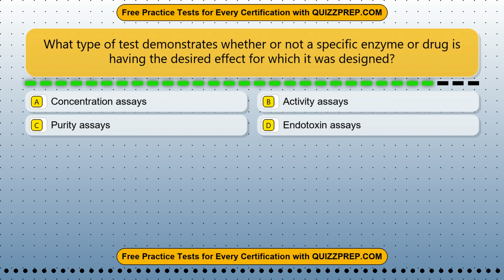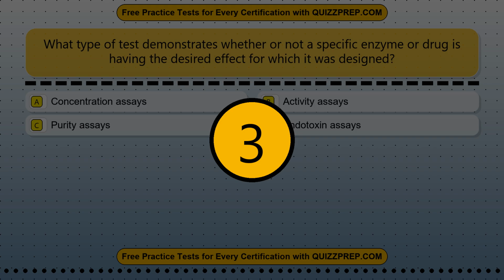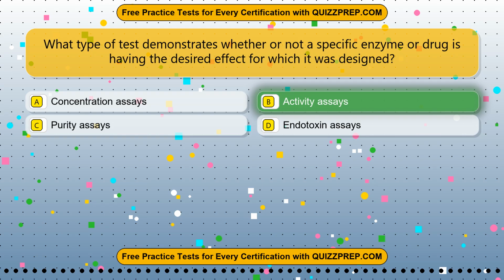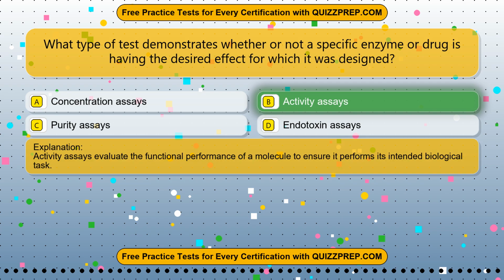Question 22. What type of test demonstrates whether or not a specific enzyme or drug is having the desired effect for which it was designed? Option A, concentration assays. Option B, activity assays. Option C, purity assays. Option D, endotoxin assays. The correct answer is option B, activity assays. Activity assays evaluate the functional performance of a molecule to ensure it performs its intended biological task.